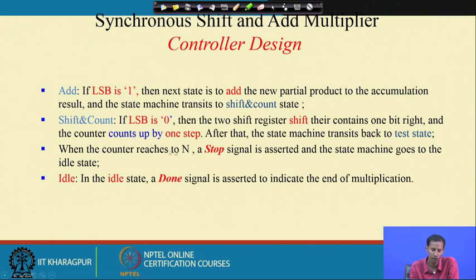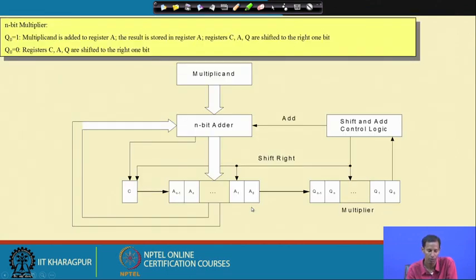If the counter reaches n, where n is the number of bits, in this particular case we have considered that as 8, then at that time stop the signal. Whenever the stop signal comes, finally the result is done and you break the loop or come out to the output. Okay. So, this is the shift and add multiplication operation.